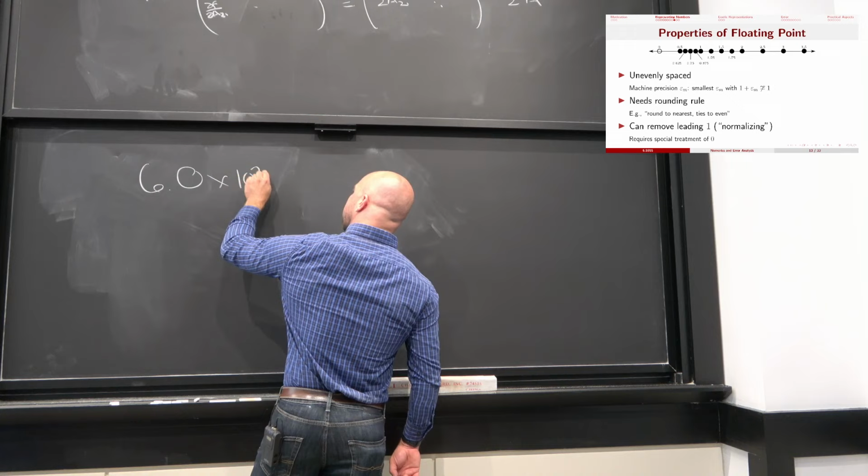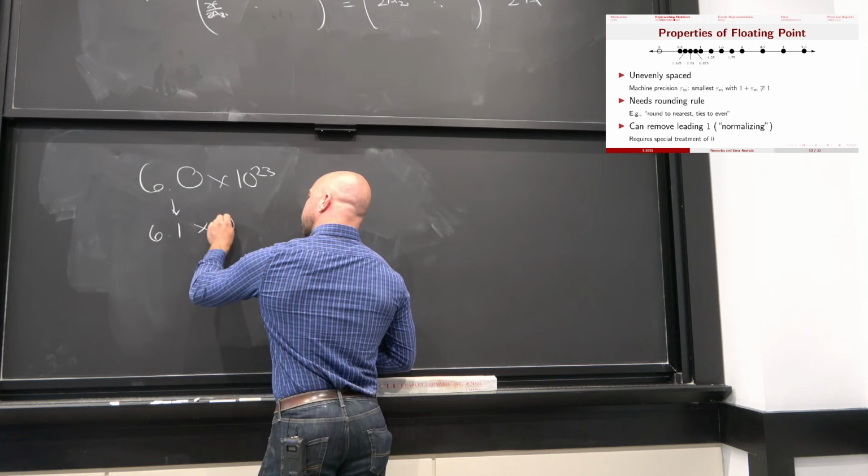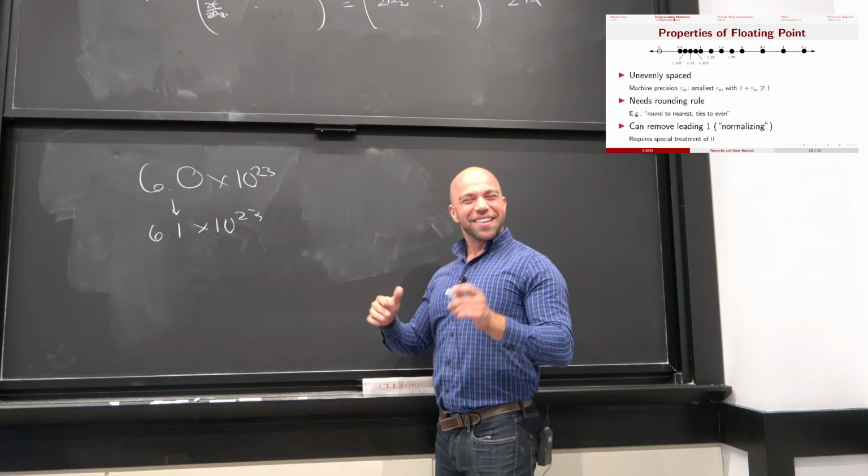So what is the next number that I can represent in this system? I guess it would be 6.1 times 10 to the 23rd, yeah? What is the difference between these two numbers? 10 to the 23rd, or 22, yeah, you're right, sorry. It wasn't intended to be a trick question, but you got it right.